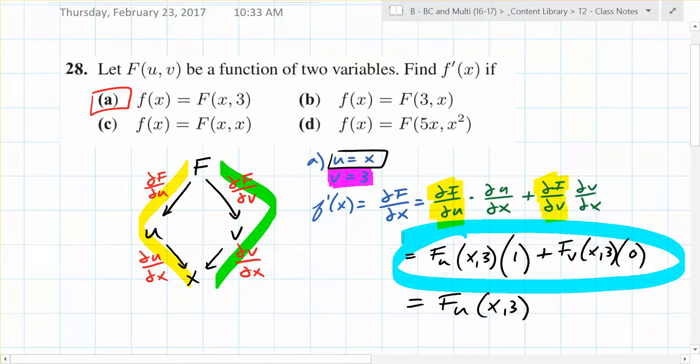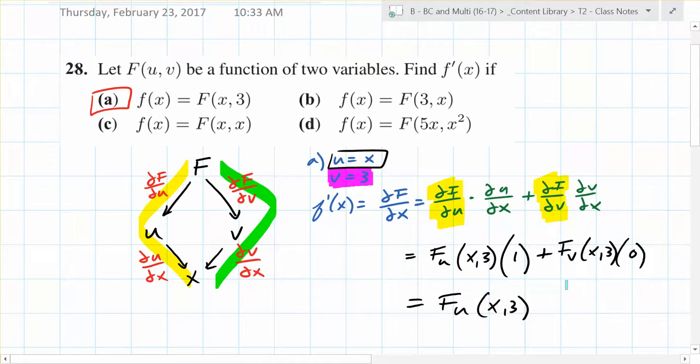Which one do you think people get wrong? The 0, yeah. They do the dvdx wrong. They say dvdx is like 3. It's not. It is 0 because it's constant, right? How do the rest of them go? I see some 5s and 2x. Pretty good on that one.